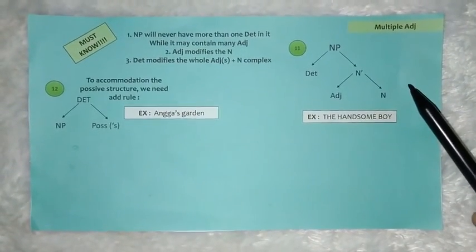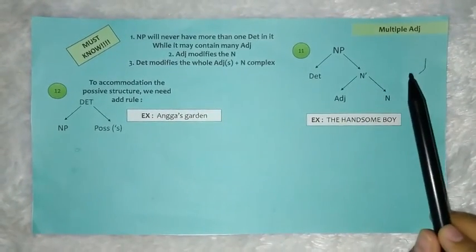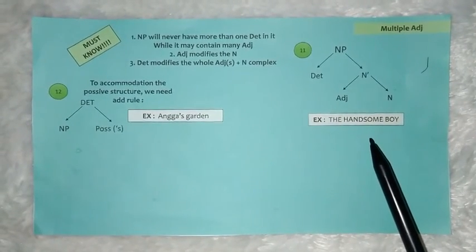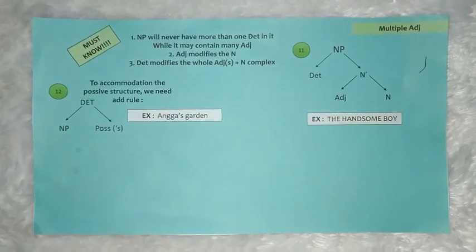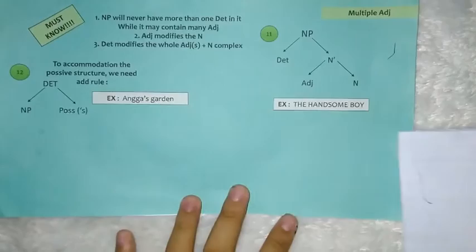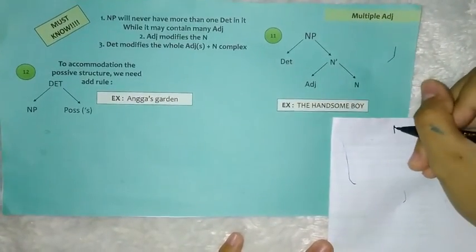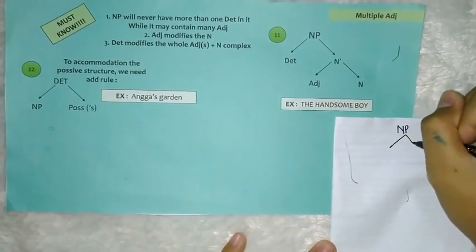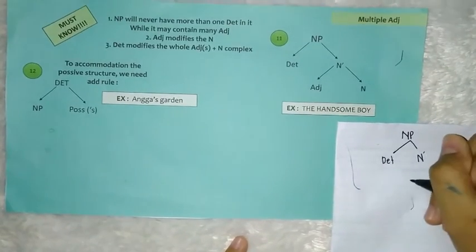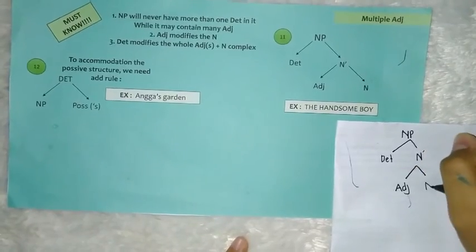So here we're gonna take a look at this formula for when we make multiple adjectives, but I'm gonna give the most simple example because we already learned a lot of rules. So here the most simple one, the handsome boy. So the structure will be like this. This is the rule, yeah? So it must be noun phrase, determiner with what's called noun bar. Noun bar formula is adjective with noun.